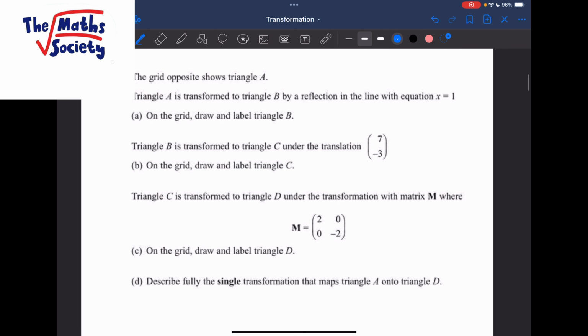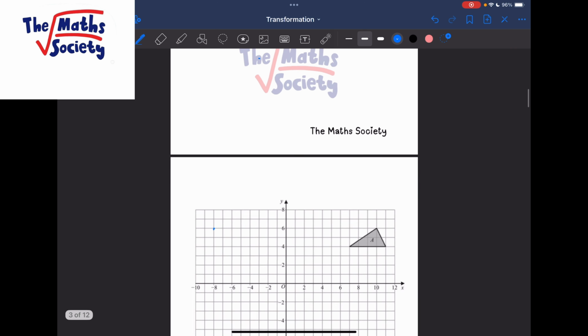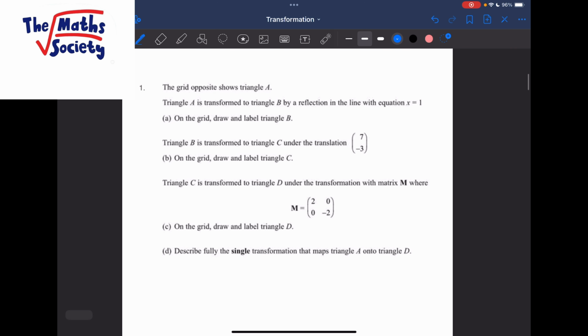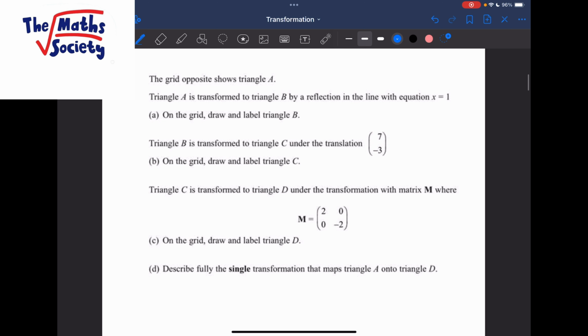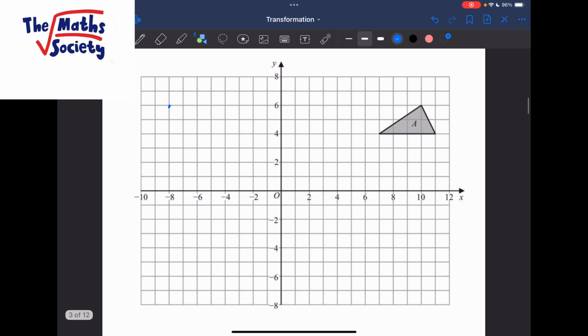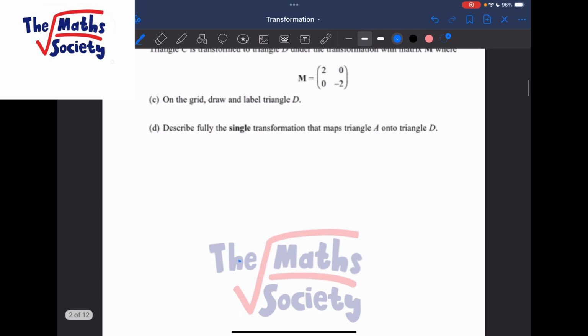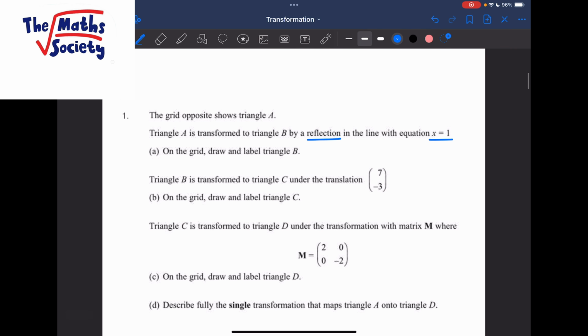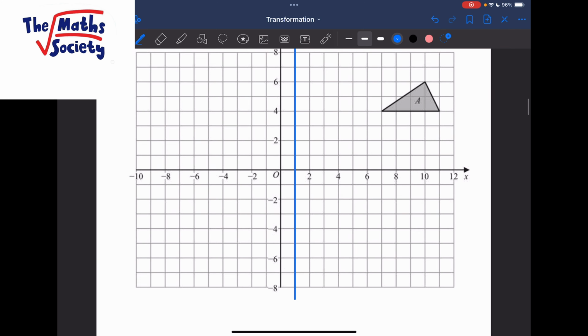It says that the grid opposite shows triangle A. We should have a grid right here. Triangle A is transformed to triangle B by reflection. The first one is reflection with equation x equals 1. If you see reflection x equal to 1, the best thing is to draw a reflection line at x equal to 1, so you know that this is where the reflection is going to happen. Then it says on the grid draw and label triangle B. We just need to draw triangle B where it is reflected.